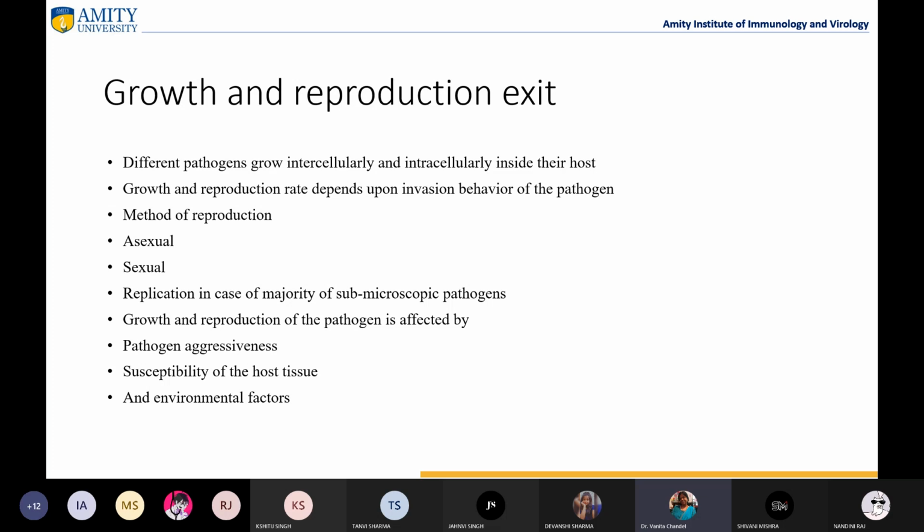Then how it is replicating, for example, some viral pathogens, how they are replicating, some microscopic pathogens they replicate, right? And growth and reproduction is affected again by the pathogen aggressiveness, how aggressive is the pathogen, how susceptible is the plant tissue, and what are the environmental factors inside the host. Environmental factors are definitely outside the plant, in which environment it is there, but still the factors responsible are also inside the host because the pathogen has also gained entry inside the host. Now, what are the factors there which might affect the pathogen growth, right?